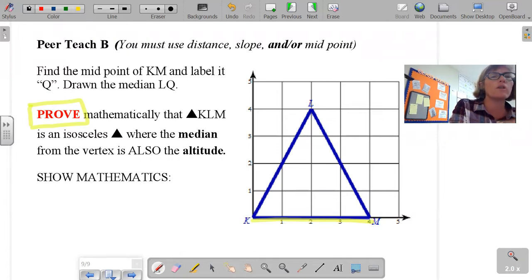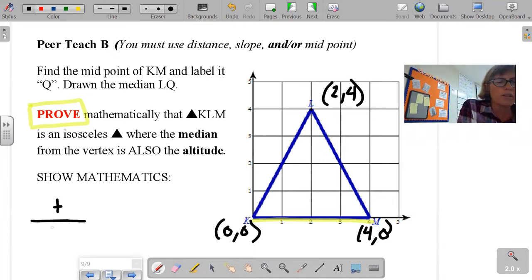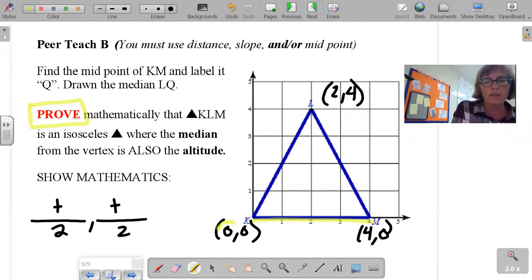So first off, here is your midpoint KM. So K, let's get our points here, is at 0, 0. M is at 4, 0. And L, which we will eventually need, is 2, 4. So add the x's, divide by 2. Add the y's, divide by 2. We are going to add the x's. That's 0 and 4. And add the y's.